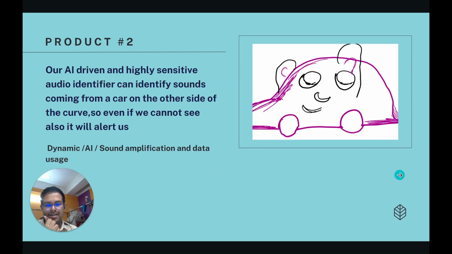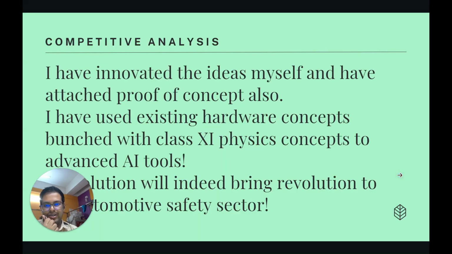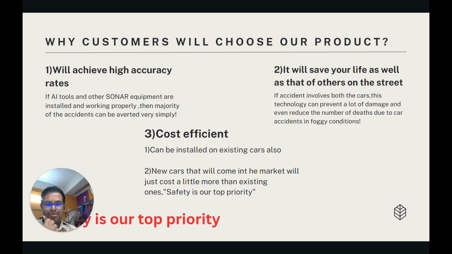This is the summary. Giving a competitive analysis, I have innovated the ideas myself and have attached proof of concept also. I've used existing hardware concepts, bunched with class 11 physics concepts and advanced AI tools. I hope you'd like it. So why will customers choose our product? It can achieve a high accuracy rate. It's cost efficient and it will save your life as well as the others on the street. So you are not saving 1 or 2 lives, you are saving thousands of lives.